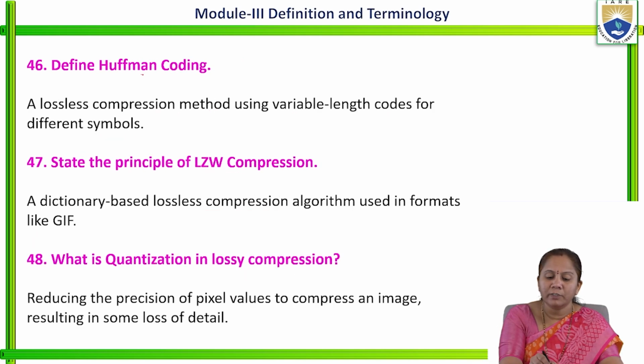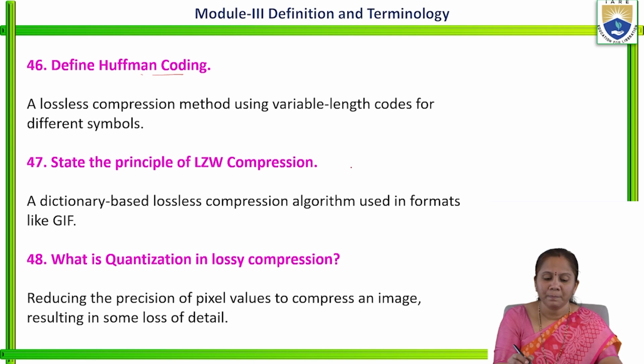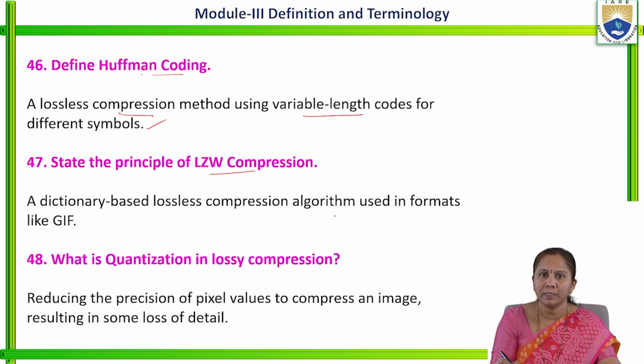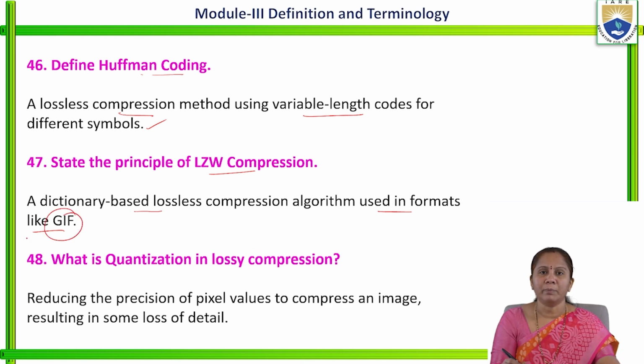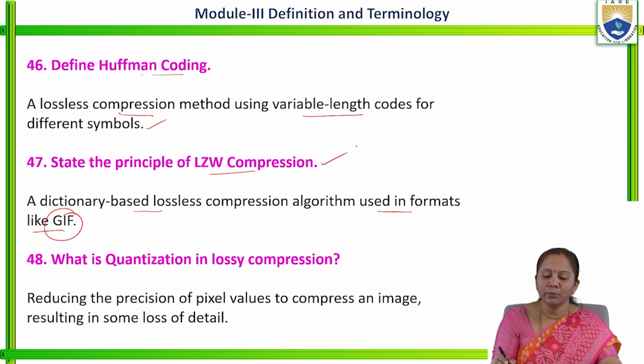And next one is define Huffman coding. It is one of the lossless compression methods using variable length codes for different symbols. State the principle of LZW compression. It is one of the compression techniques. It is a dictionary based lossless compression algorithm, which is used in formats like GIF. So in this type of applications, LZW compression will be used.